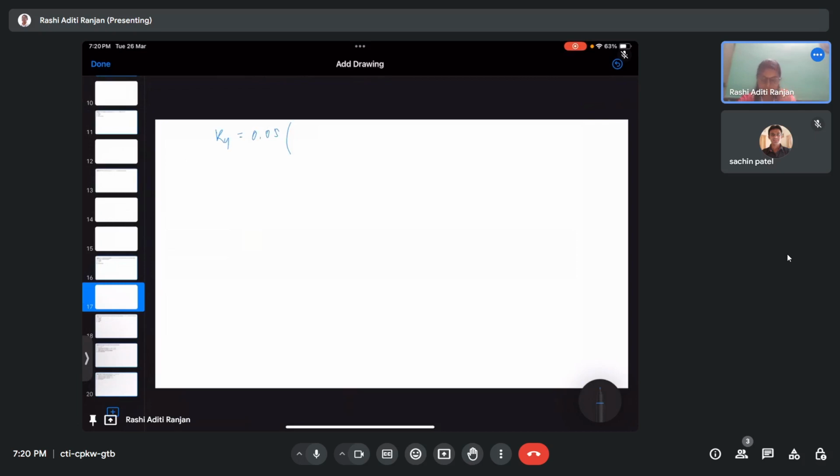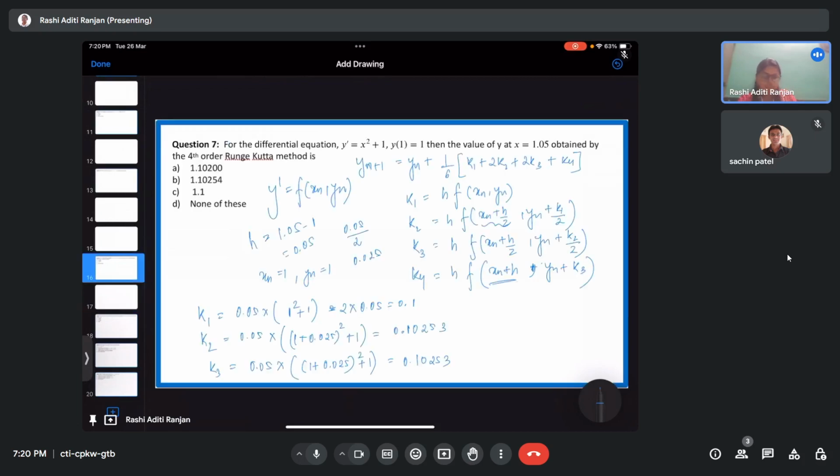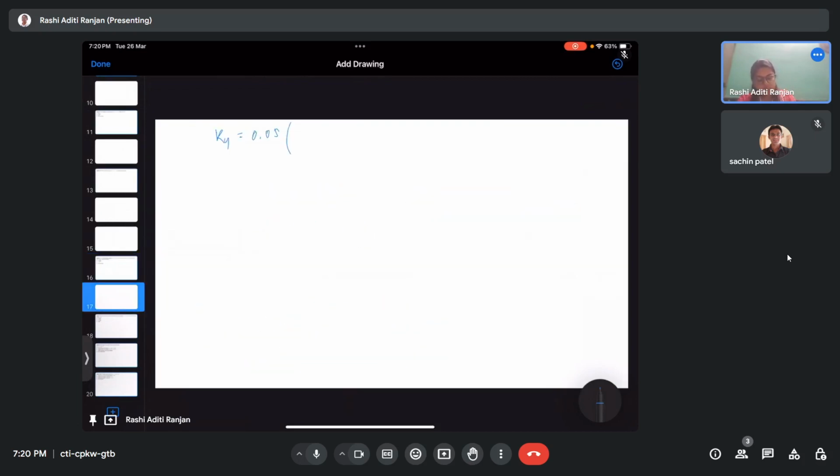The last one is where I have to compute k4, and my k4 is going to be 0.05. Now you see, in case of k4 I have xn plus h, which is going to be 1 plus 0.05 whole square plus 1, which would give me 0.105125.